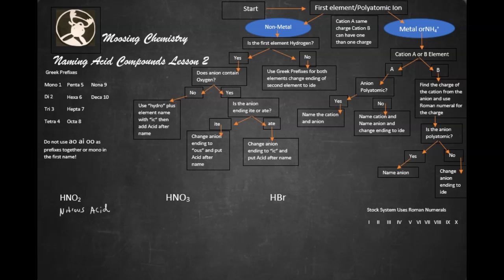Okay, let's look at this one here. So let's go ahead and start again. Is it the first element, a nonmetal? Well, H is definitely a nonmetal. It's the first element, hydrogen, and you put a check mark. Of course it is. Does the anion, that's this character here, contain oxygen? Yes, it does. Is the anion an ITE or ATE? Well, NO3 is nitrate, so it's an ATE. So you change the anion ending to IC and put acid after the name. So this would be nitric acid.